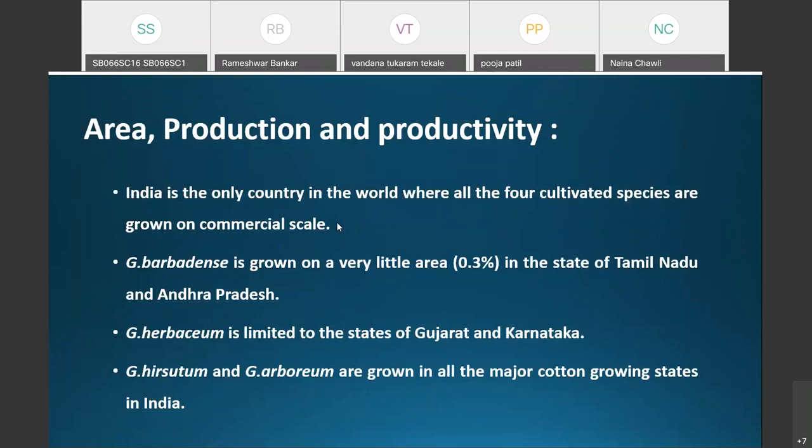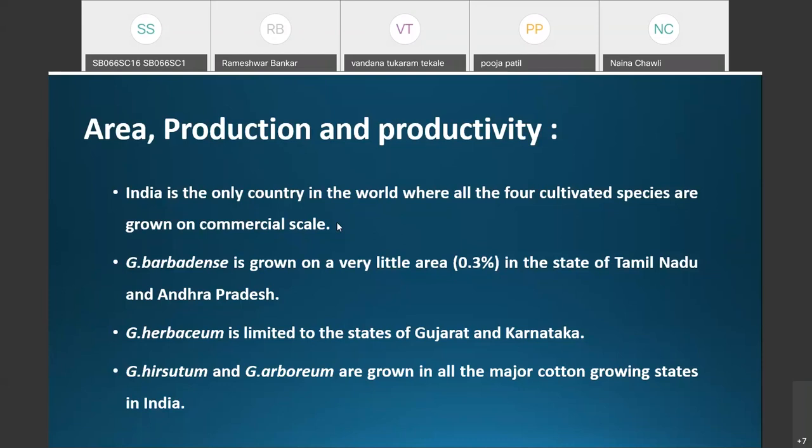India is the only country in the world where all the four cultivated species are grown on a commercial scale. Gossypium barbadense is grown on a very little area, about 0.3%, in the states of Tamil Nadu and Andhra Pradesh.